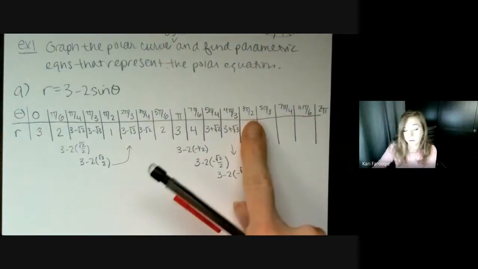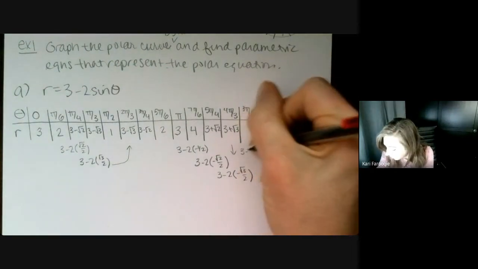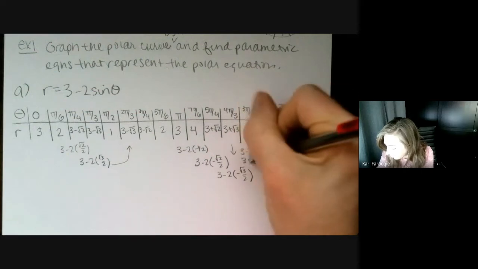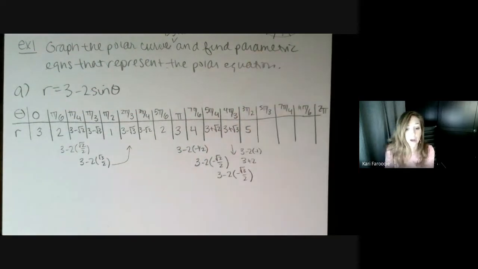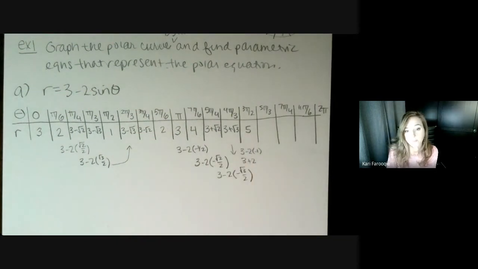The sine of 3 pi over 2 is negative 1. So 3 minus 2 times negative 1 is 3 plus 2, which is 5. So this is the largest value so far that we've seen for the radius.